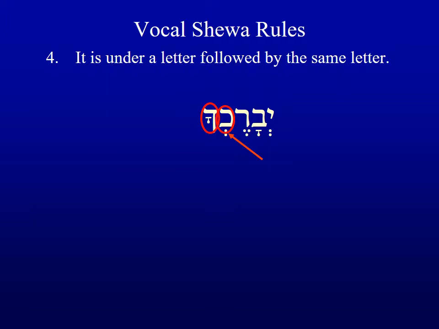This schwa will be vocal because otherwise you would have to figure out how to say two chafs in a row with no space in between. So vocal schwa there under the letter followed by the same letter. By the way, there's another schwa in this word which is also vocal because it's under the first letter in the word. So this word would be pronounced Yavarechacha. Yavarechacha.